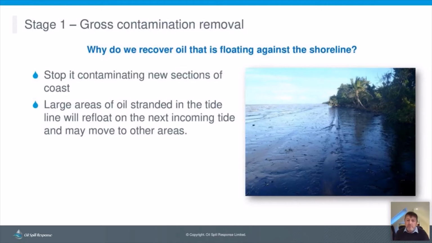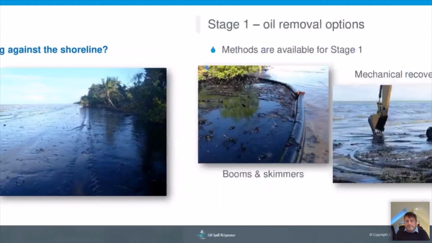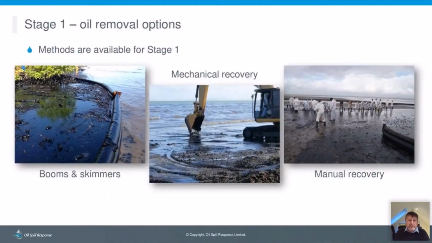We're trying to get in there and remove that so it doesn't get picked up and moved and contaminate somewhere else. So that's any loose oil, basically, or any oil debris as well. How do we do that? We can use booms and skimmers.